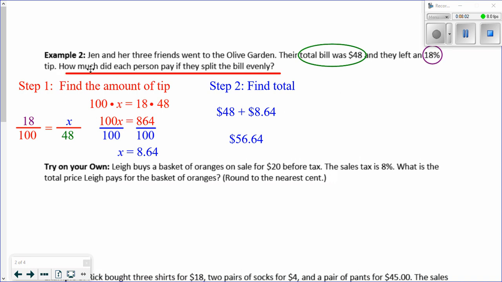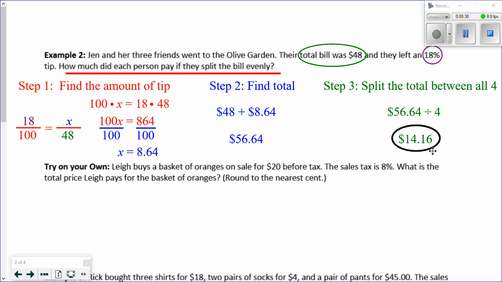So if they're going to split it evenly, we're going to go ahead and split that between all 4 girls, boys, people. Who knows who her friends are. We're going to split it between 4. So I'm going to take the actual total and divide it by 4. So 56.64 divided by 4 gives us $14.16 each. That is how much each person is paying for their dinner at the Olive Garden.